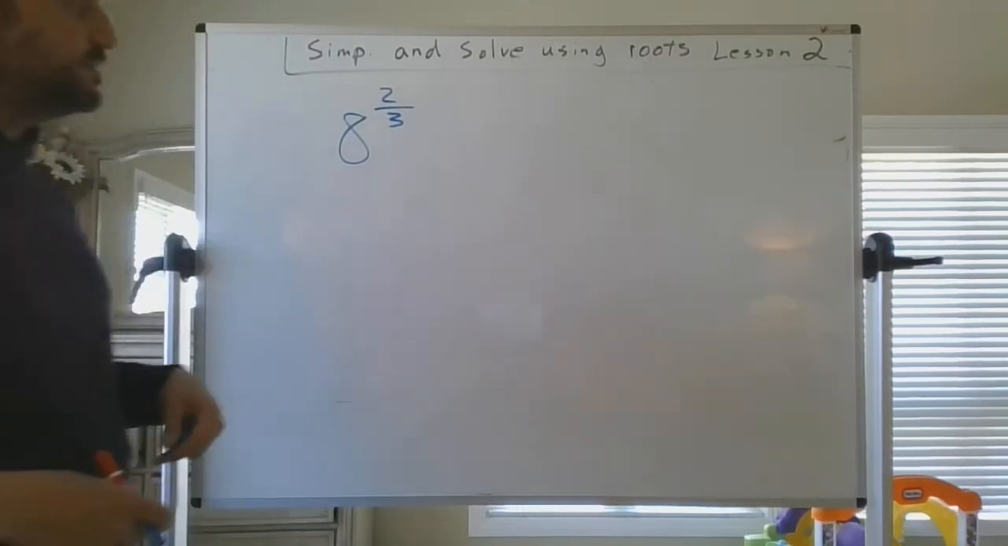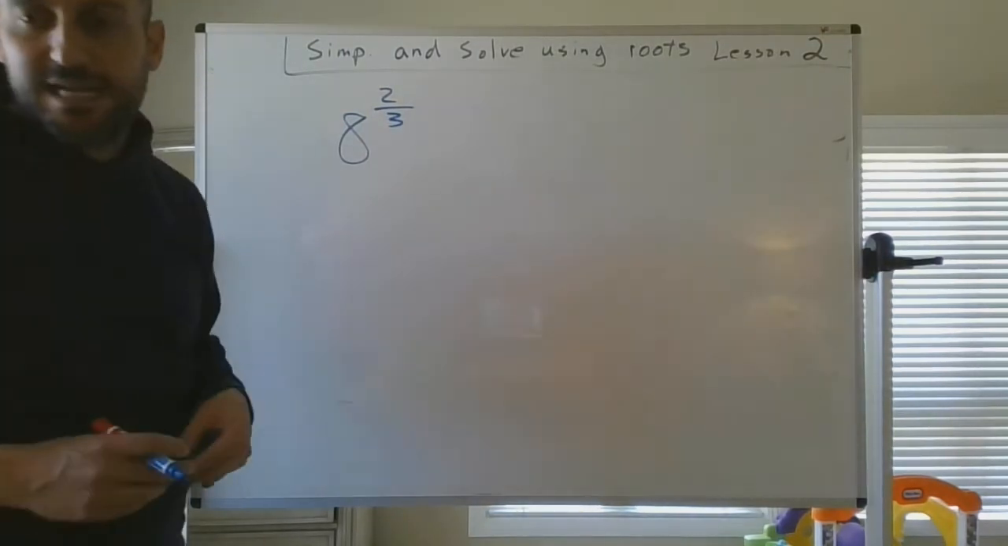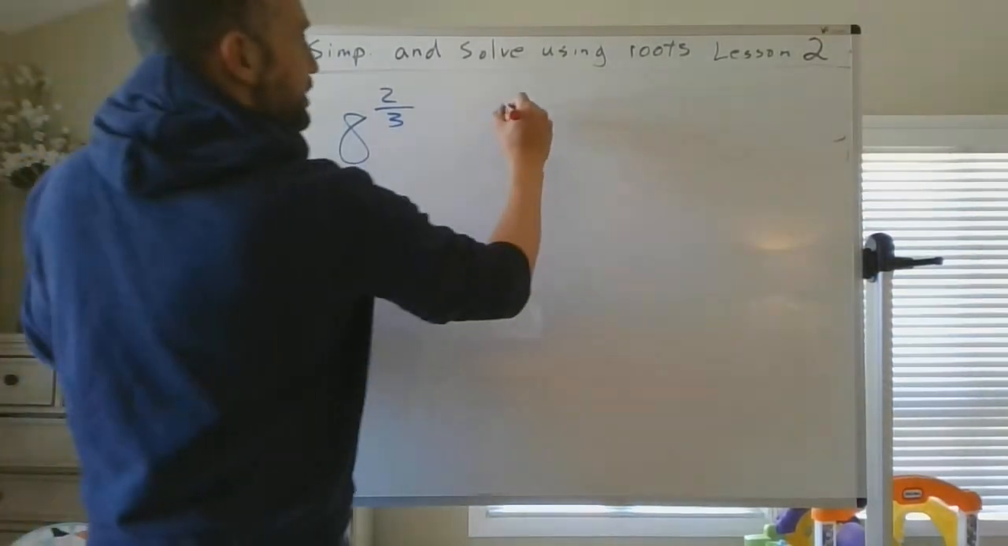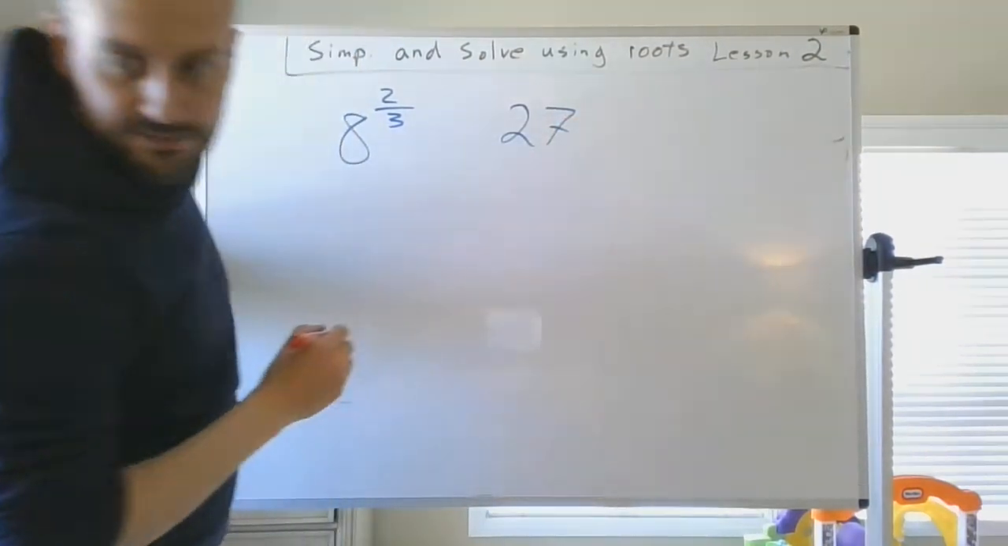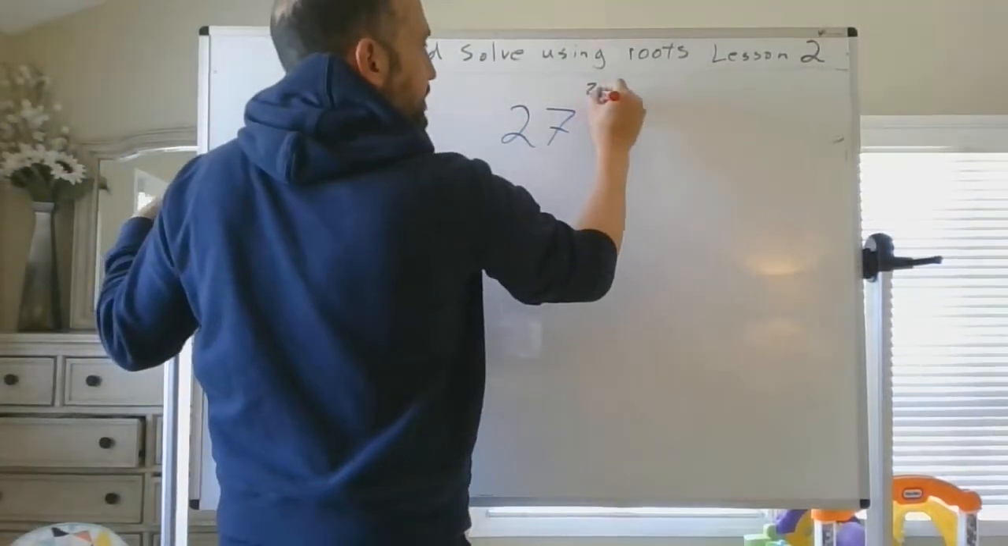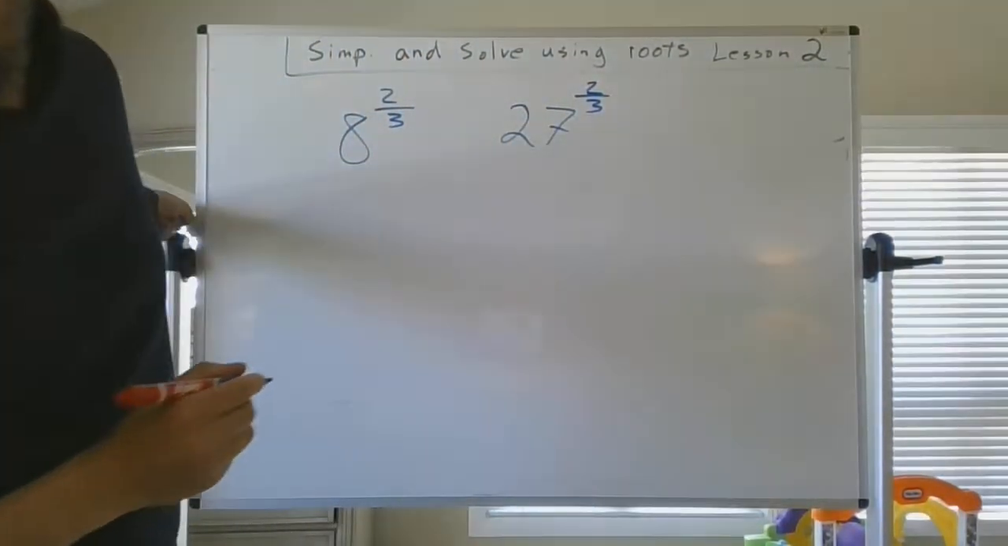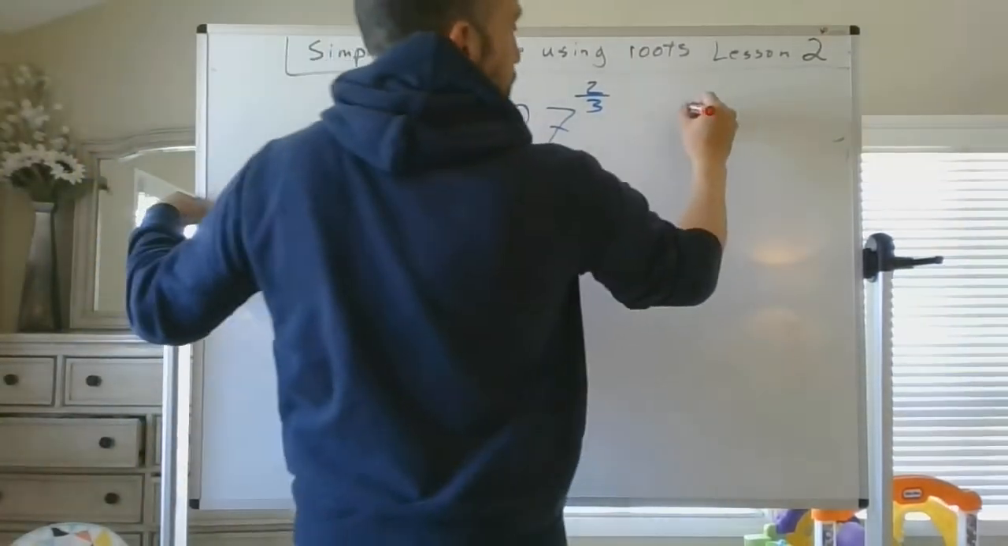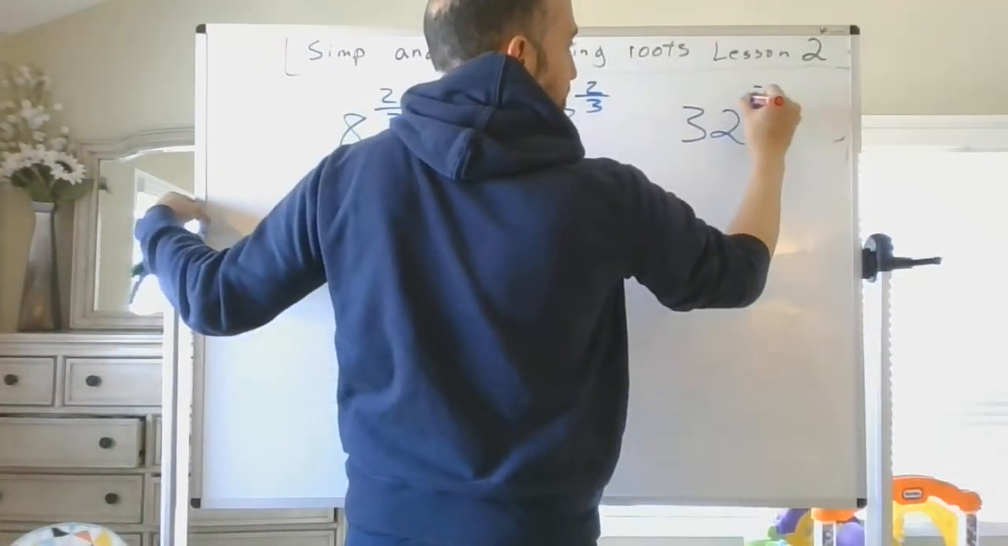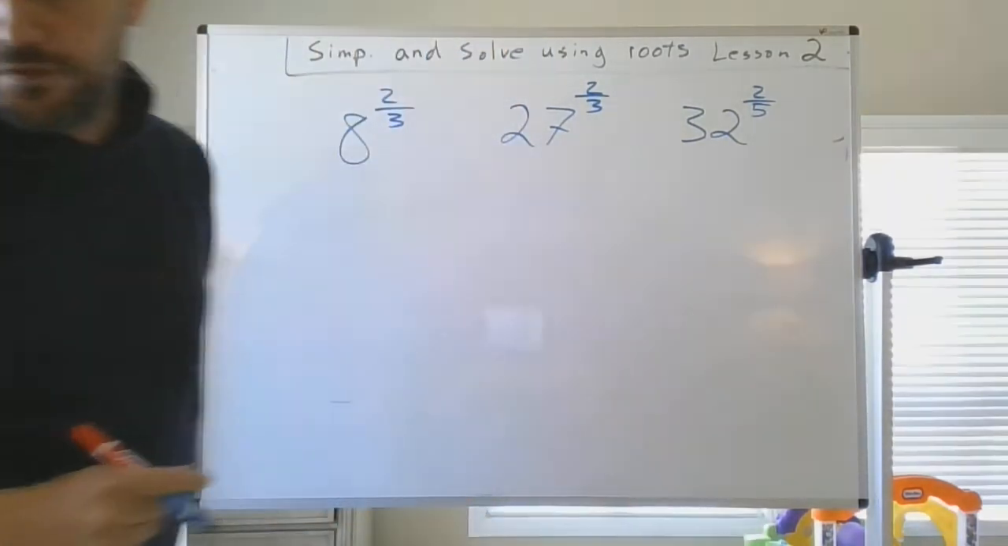A lot of students might be confused when they see this, like, how do I simplify 8 to the power of 2/3? I'll put a few more. 7 to the power. I'm also going to put up 32. I'm just going to do a few of these real quick.